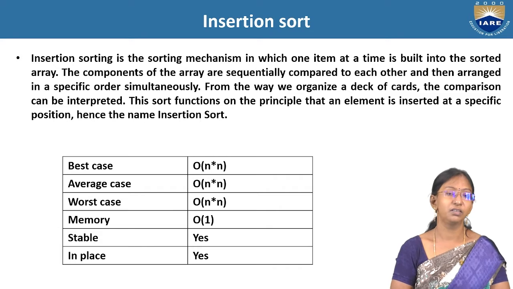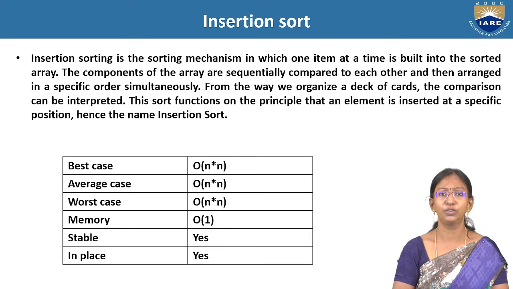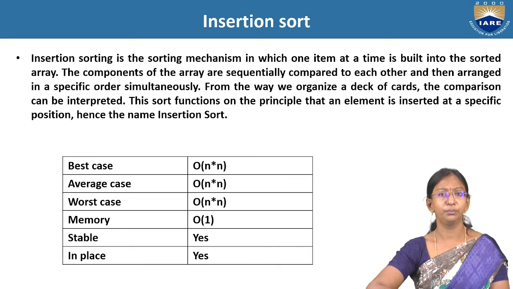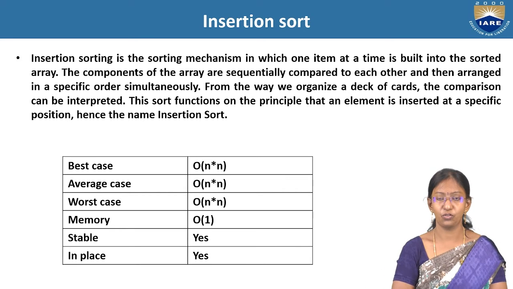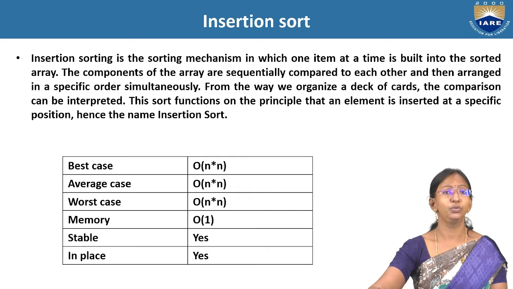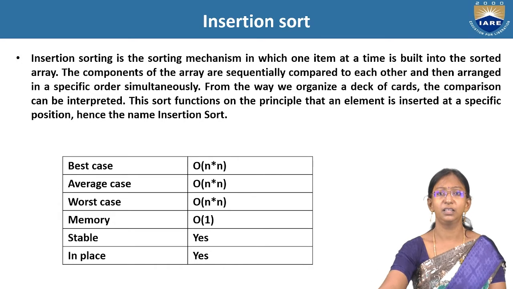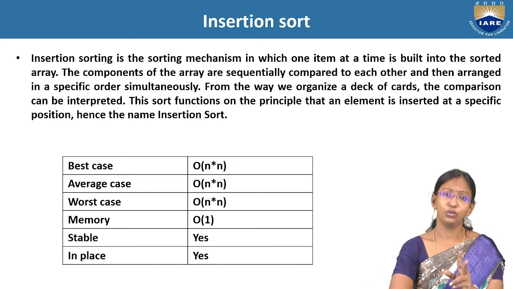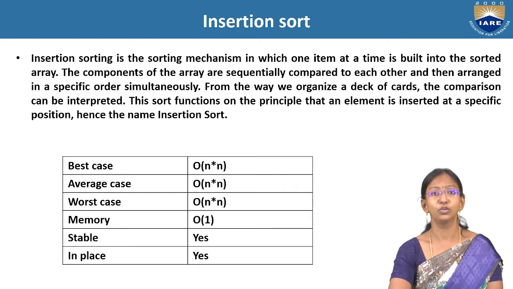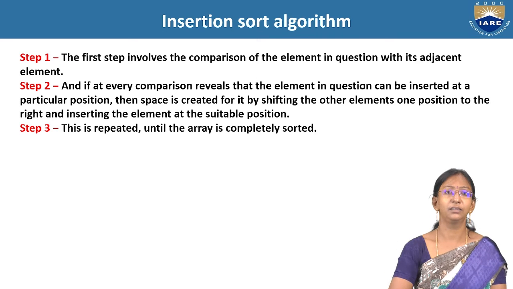Its best, worst, and average complexity is order of n squared, and the memory it uses is order of 1, meaning it does not need any extra space to sort. So it is stable and in place. It doesn't need any new values or new spaces. Within the list only, it is going to swap the content and sort, and give us a final list. Let's go through an algorithm for the same.